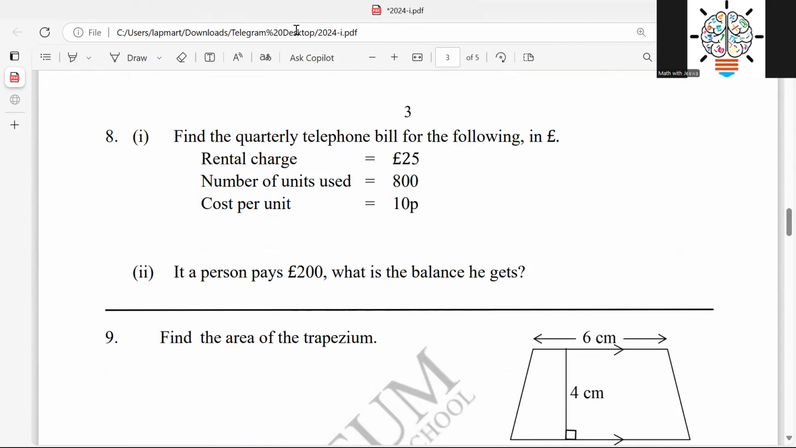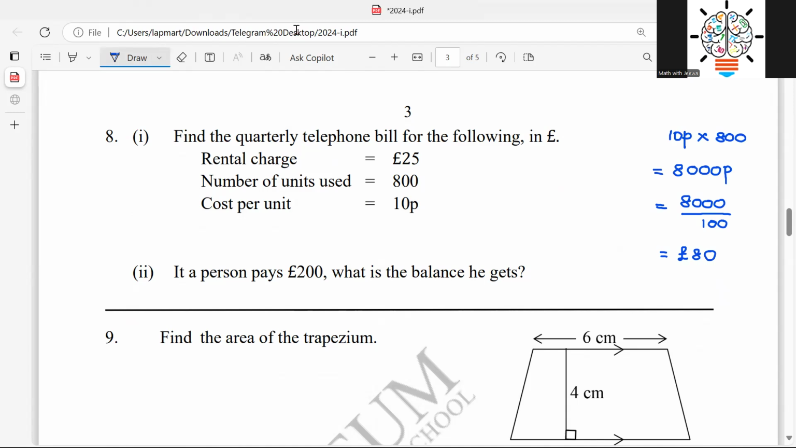So then we have the rental charge, the number of units used, and the cost per unit. The rental charge, somehow we need to pay. So how do you get the other values? The 1 unit is 10 pence. And if we have used 800 units, altogether it is 8,000 pence. And I want to convert this 8,000 pence into pounds. How can I do that? I divide it by 100. So the answer is 80.